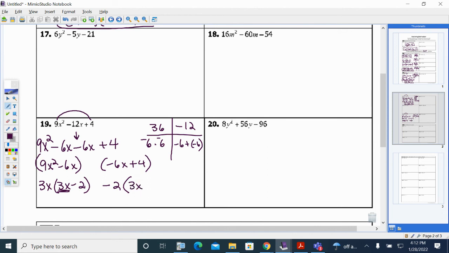And a positive 4 divided by negative 2 is a negative 2. And those parentheses do match. So my final answer is 3x minus 2 times another 3x minus 2, which is the same thing as 3x minus 2 squared.